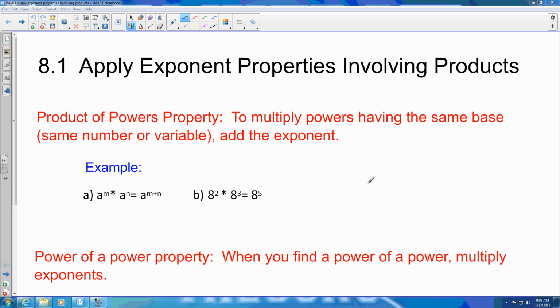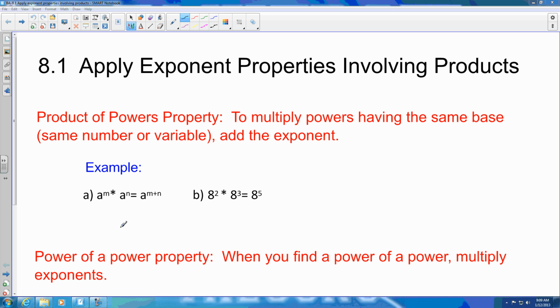There are two main definitions in this section that you have to keep in mind. The first one is the product of powers property, and the second one is the power of a power property. The product of powers property states that to multiply powers having the same base, which basically means the same number or variable, we can add the exponents.